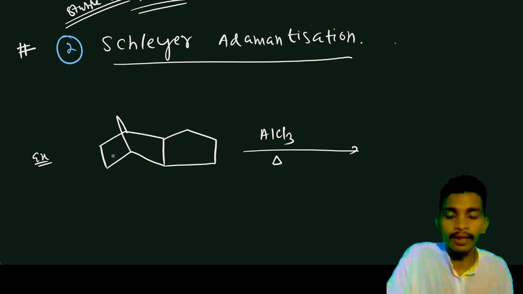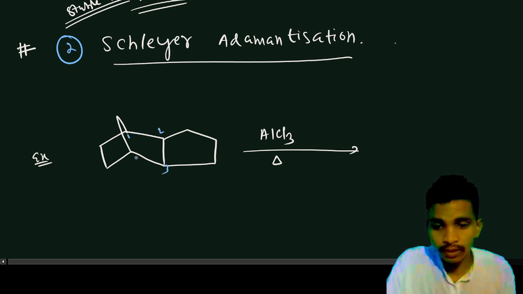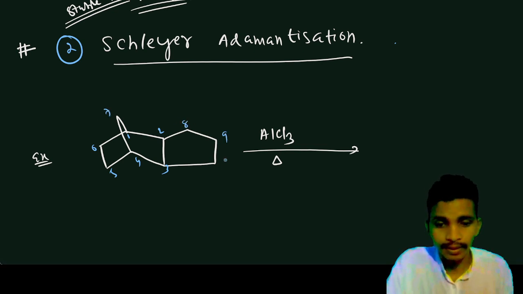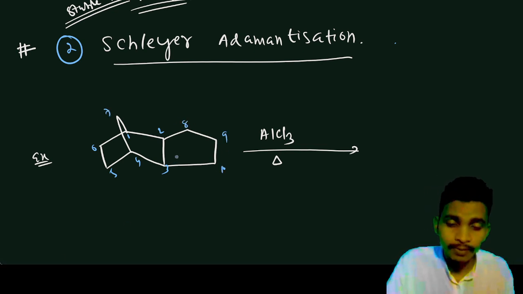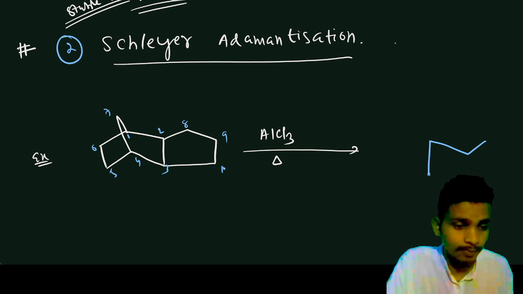See here how many carbon atoms there are. Let's say this is 1, 2, 3, 4, 5, 6, 7, 8, 9, and 10. So 10 carbon atoms are there, so it will form an adamantane. Adamantane means this type of molecule.